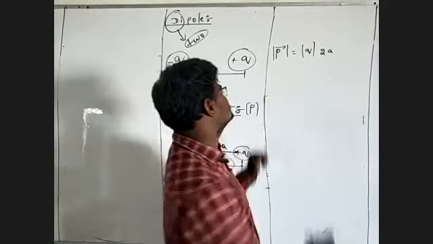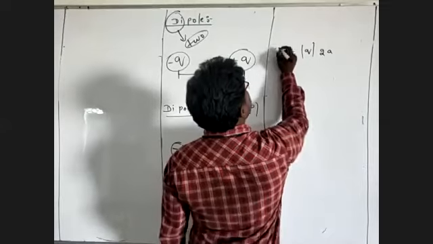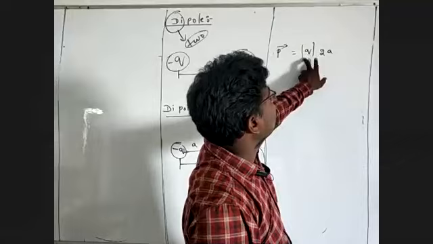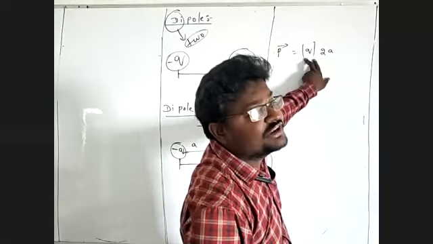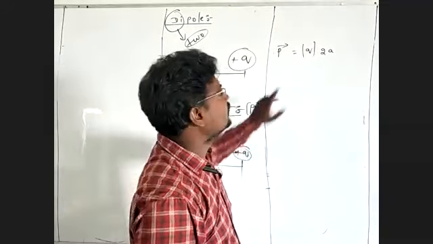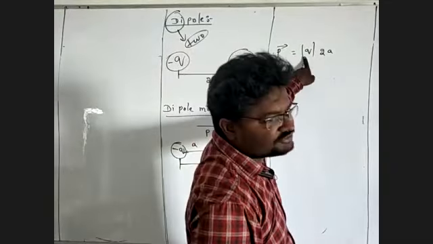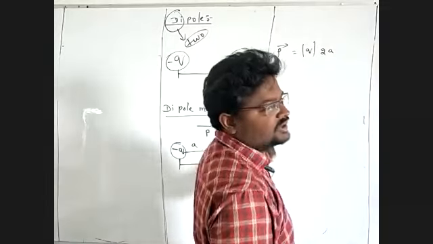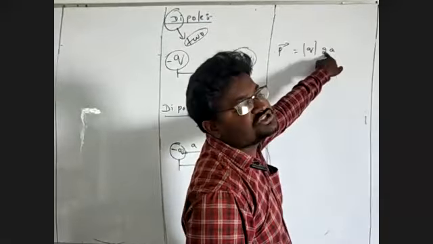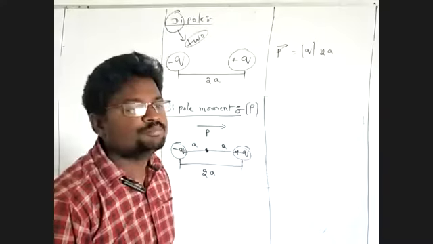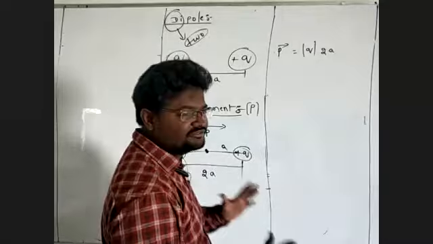This is dipole moment. You can take P bar equal to the product of the magnitude of any charge, maybe negative charge, maybe positive charge, into the distance between the two charges. This is called dipole moment. It is very important.